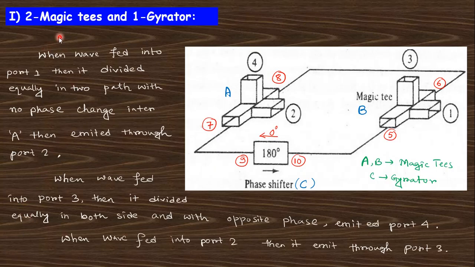So the first one is the 2 magic tees and 1 gyrator. You can see here there are 2 magic tees: A is one magic tee and B is the other magic tee, and C is the phase shifter. Phase shifter means you can place a ferrite type material here. So A and B are the magic tees and C is the gyrator.